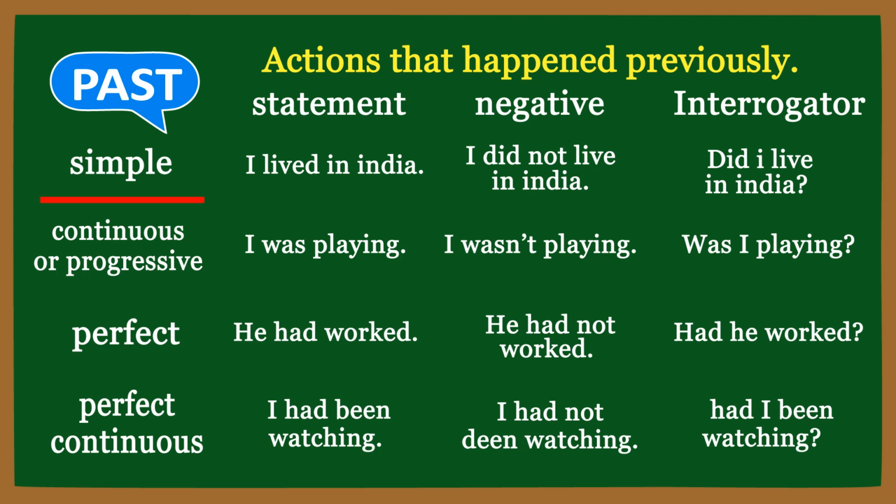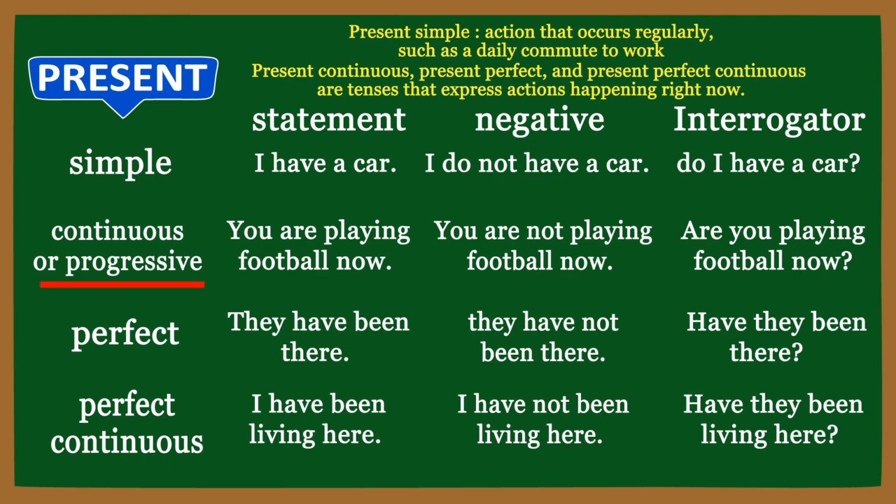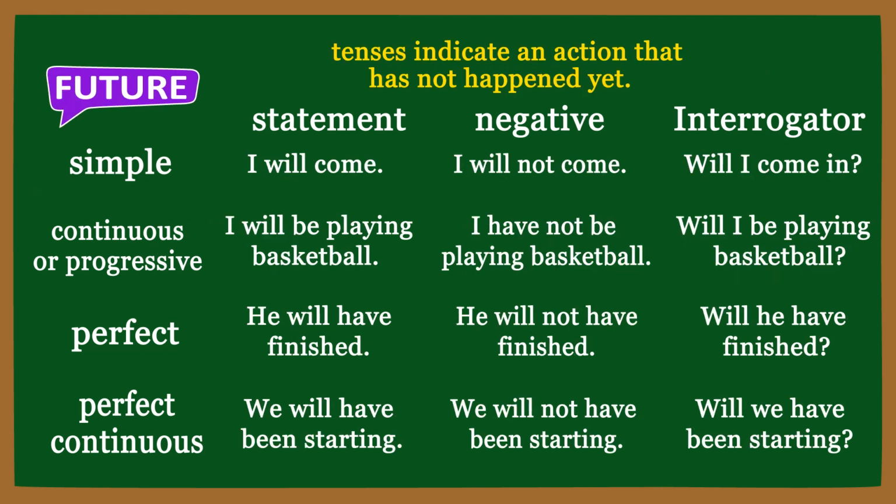Past simple, past continuous, past perfect, and past perfect continuous show actions that happened previously. Present continuous, present perfect, and present perfect continuous are tenses that express actions happening right now. Present simple indicates an action that occurs regularly, such as a daily commute to work. Future simple, future perfect, future continuous, and future perfect continuous tenses indicate an action that has not happened yet.